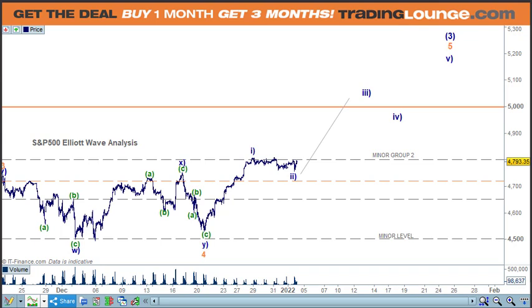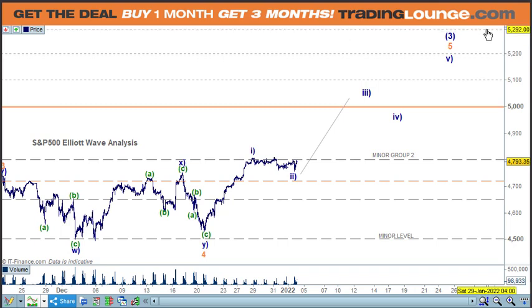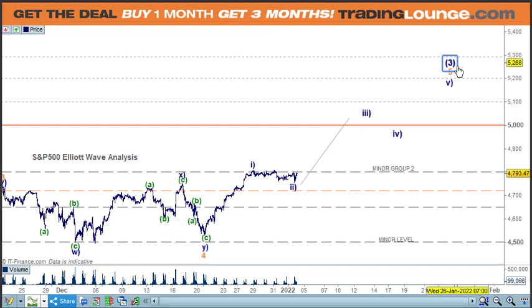And then we can look for the wave 3 here to be the arrival, but it doesn't have to just hit on the 5,000 here. It's like Bitcoin at the 50,000. It can go above that. Normally it goes into 1, 2, and 3 here somewhere. So that's what we'll be looking for at that point, okay?